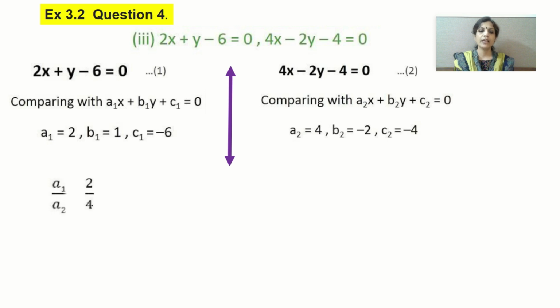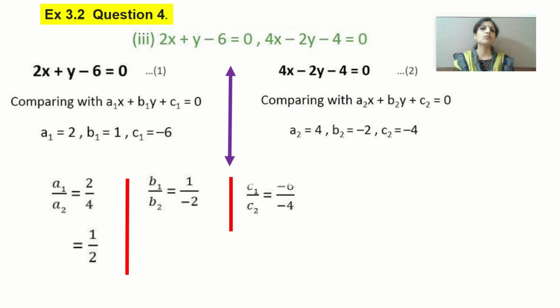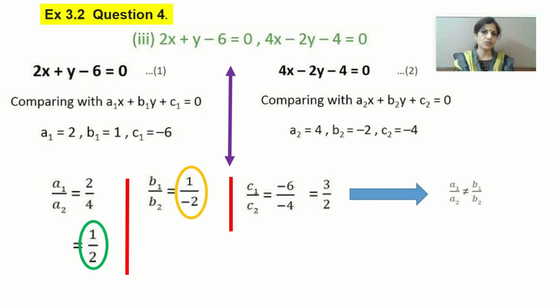Now let's find out the ratios. So a1 upon a2 is equal to 2 upon 4, which is equal to 1 by 2. Then b1 upon b2 is equal to 1 upon minus 2. And then c1 upon c2 is equal to minus 6 upon minus 4. And if you reduce it to lower terms, you get the answer as 3 by 2. So from the 3 ratios, you come to know that a1 upon a2 is not equal to b1 upon b2.